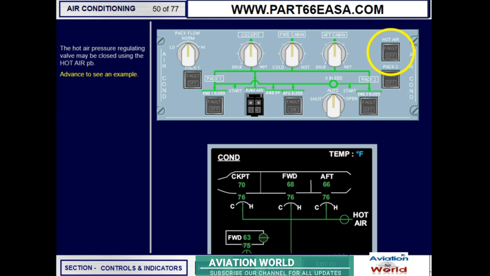On flights with lower passenger counts, the pack flow selector may be set to low. This reduces engine bleed demand and conserves fuel. With a high passenger count and high ambient, we have completed our flight and are about to leave the aircraft.